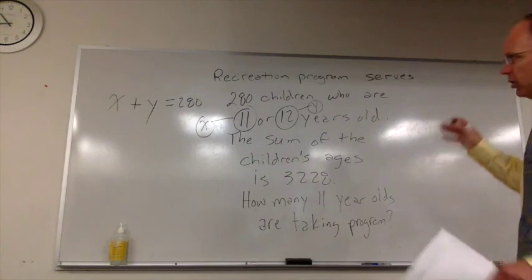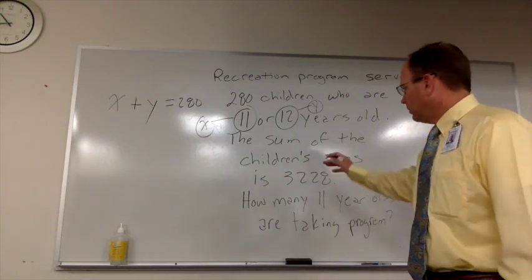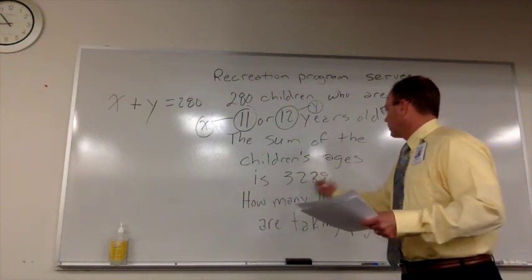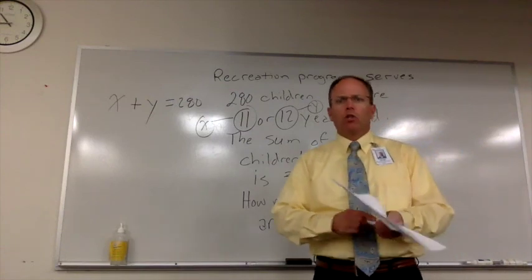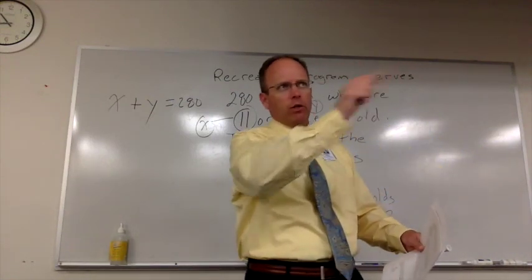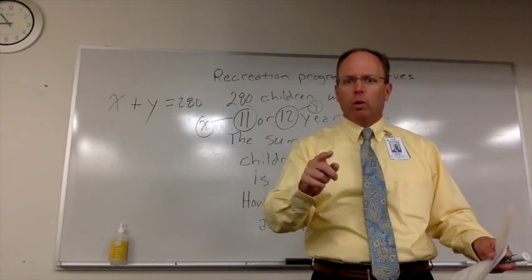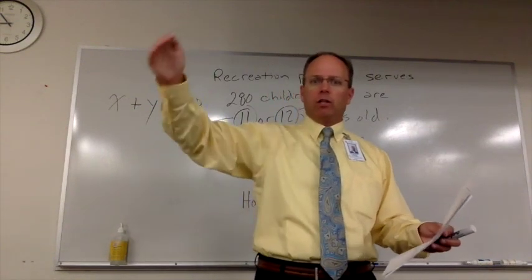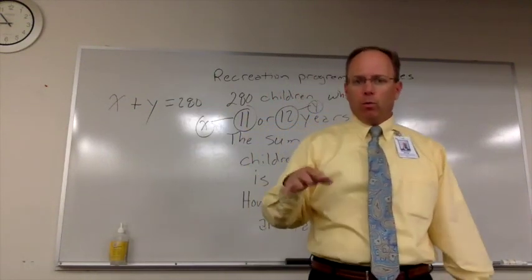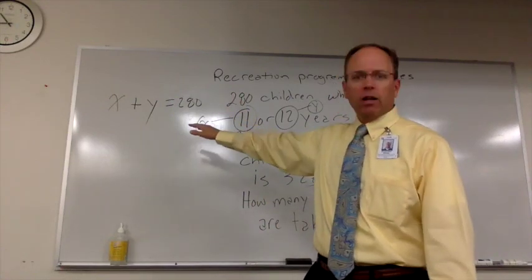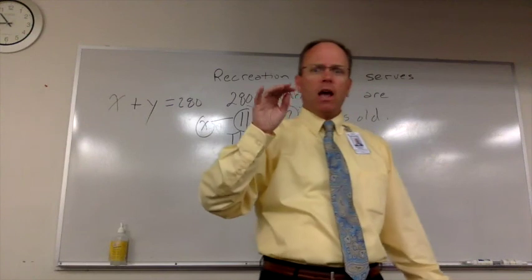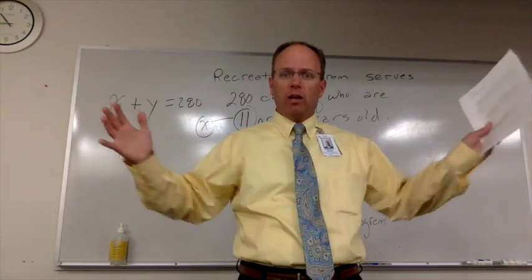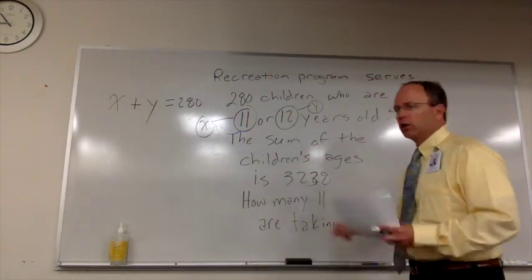Now, it does say that the sum of their ages is 3,238. So what this means is this: I have an 11-year-old, so that's 11, plus another 11-year-old, that's 22, plus another 11-year-old, that's 33, plus the 12-year-olds. It keeps increasing. We could have 280 kids, with the ages of all the 11-year-olds and all the 12-year-olds added together giving us 3,238.